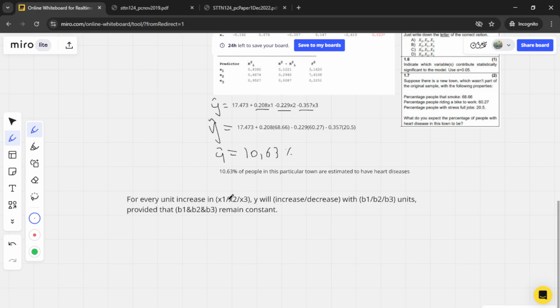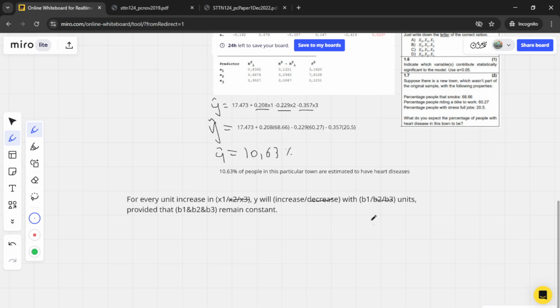So meaning that these two are out. You're going to say, for every unit increase in x1, then you go and look at the sign. Is it a positive or a negative sign? If it's a positive sign, then it increases. If it's a negative sign, then it decreases. For every unit increase in x1, y will increase, because it is positive. So decrease is out. For every unit increase in x1, y will increase with. Because we're dealing with b1, we're going to say b1 here. b2 and b3 are out.